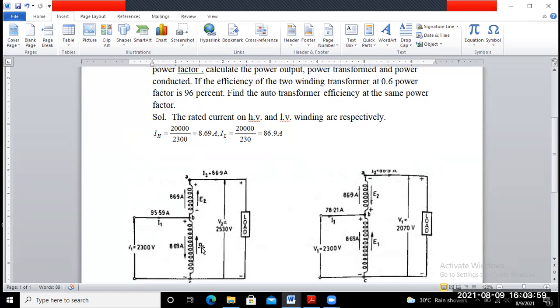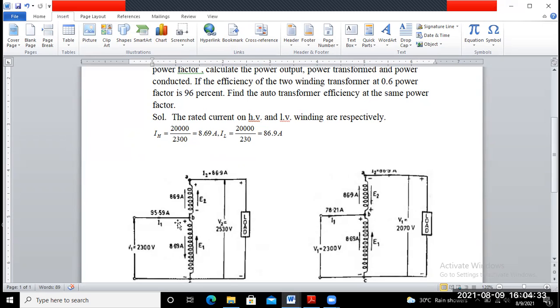And the EMF direction, E1, is opposite to the supply voltage. So if you connect the secondary coil in such a manner that the polarity of the E2 secondary side coincides with the small b. Okay, so this EMF is already given to you, 230 volt. And how much current is flowing? 86.9 ampere. So the current flowing in this direction is 86.9.